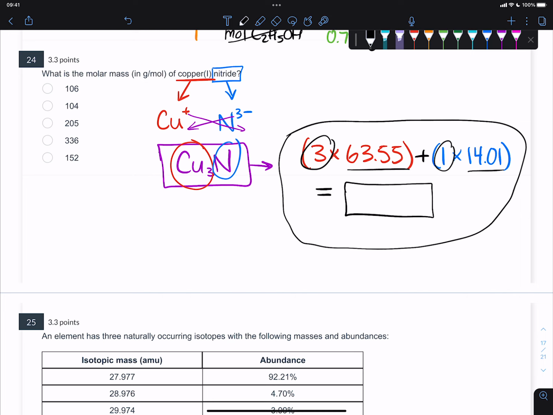So let's see what that actually is going to be. 3 times 63.55 plus just 14.01 about, and you get around 205. There's a lot of places to mess up here. You got to know your ions, you got to know naming, you got to know how to balance the ionic charges, and then you got to know how to do molar mass and recognize that it's not multiply in the middle, but it's add.